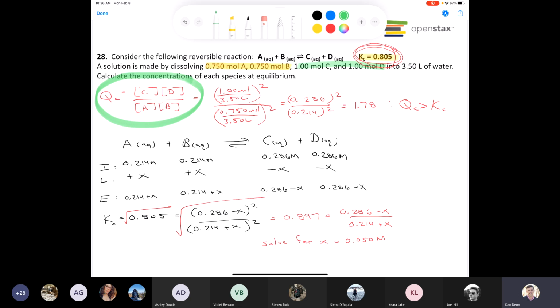So then you plug x into all of these. You get that the concentration of A is equal to the concentration of B, which is equal to 0.264 molar. And then you do the same thing here. You plug that x in here, and you get the concentration of C is equal to the concentration of D, and that is equal to 0.236 molar. All right. So there you go.